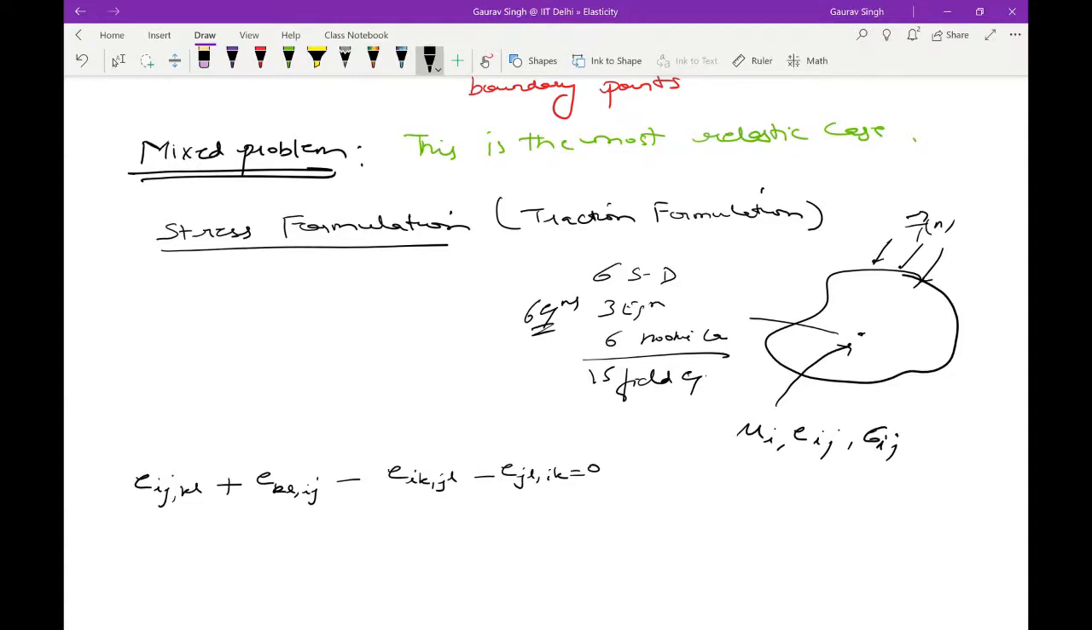Let me just check whether this compatibility equation is correctly written. It is the original form. Of course, we had claimed that many of these terms are actually 0, but we'll just use it nevertheless because it's in the form in which we want, in the sense i, j, k, l.